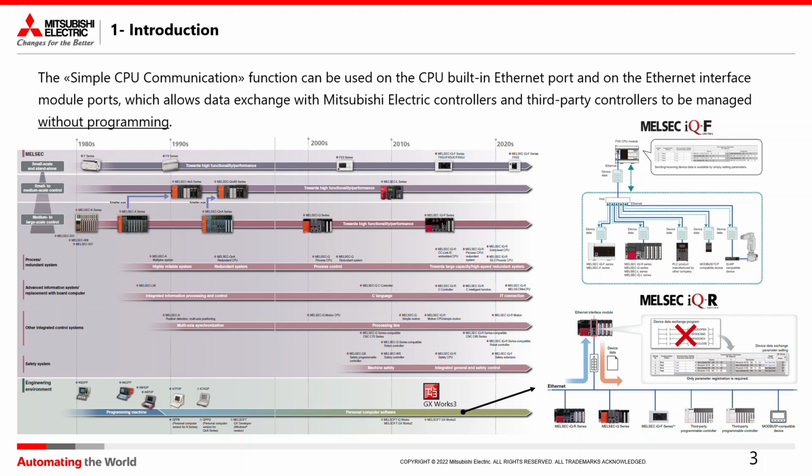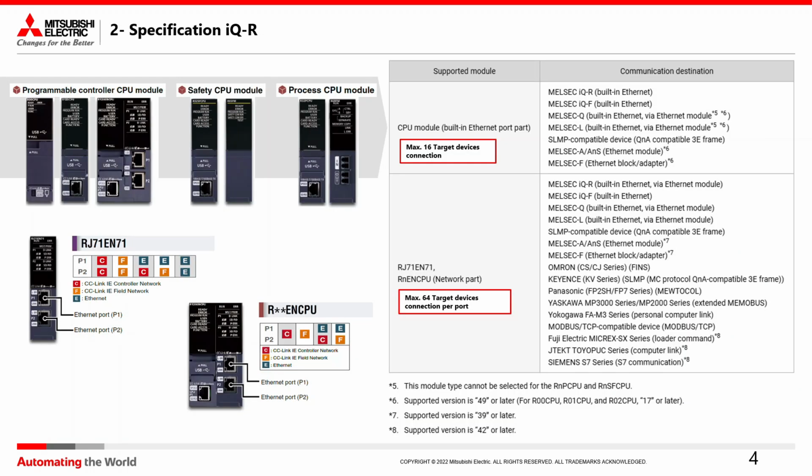Please check the firmware versions of the modules used and the software version of GX Works3 to perform a correct configuration. Let's take a look at the relevant specifications of the function on the MELSEC iQ-R platform. The functionality is present on the built-in Ethernet port of the entry-level CPU, on the standard CPU, and on the standard CPU with the coupled Ethernet module.